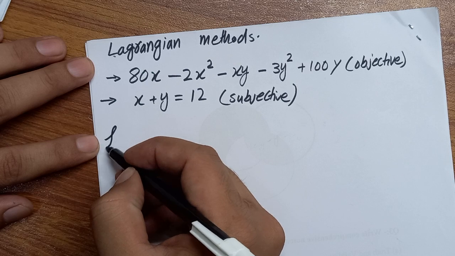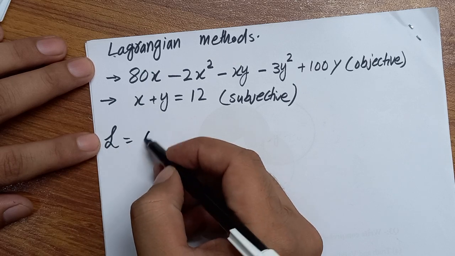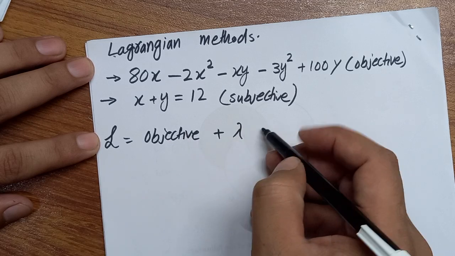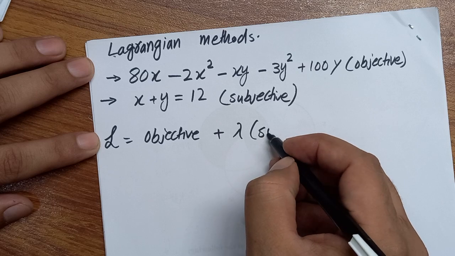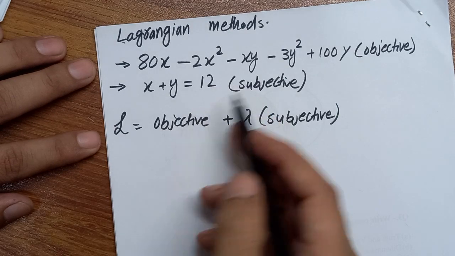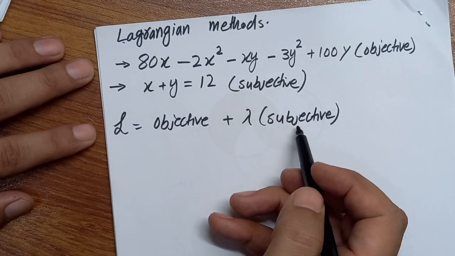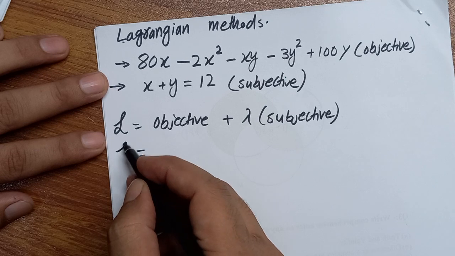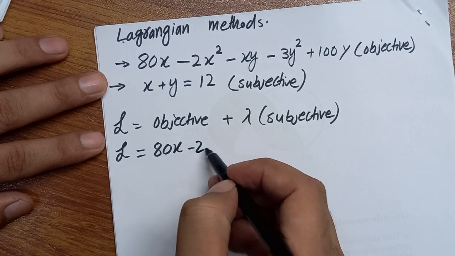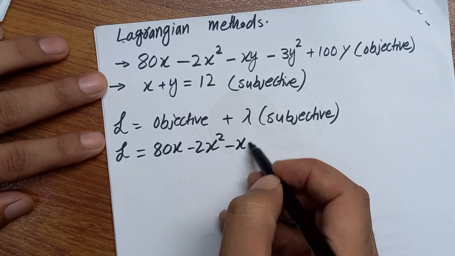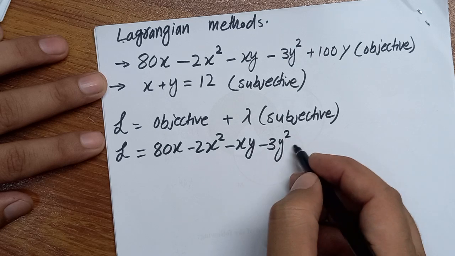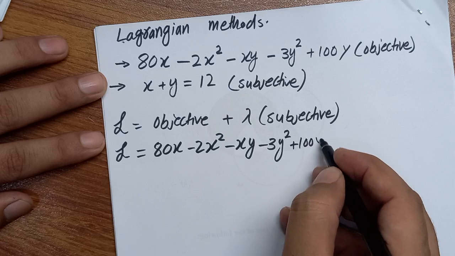So the symbol of Lagrangian is this. First we have the objective, plus we have lambda in the formula, and then we have the subjective. Now putting the value of the objective here and the value of the subjective here. So the Lagrangian is 80x minus 2x square minus xy minus 30y square plus 100y.